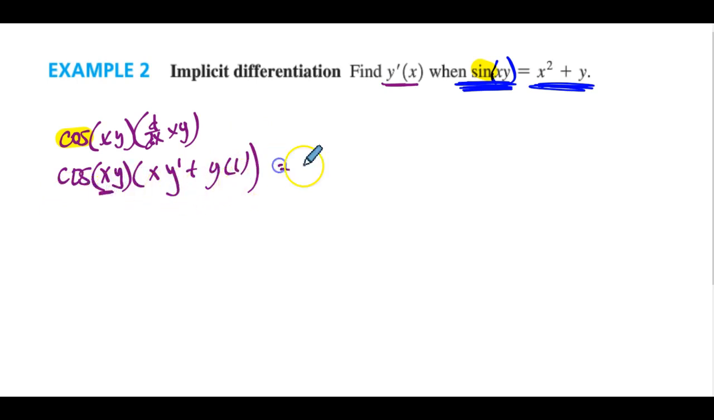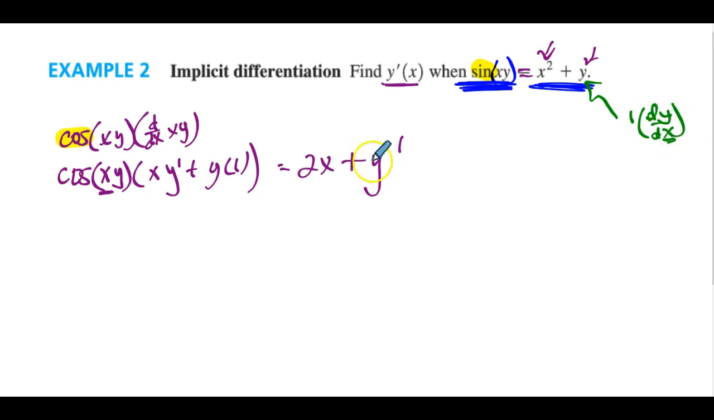So the end equals, oh, now I need to take the derivative of this side, 2x plus, and what's the derivative of y? You guessed it, y prime. The derivative of y is the derivative of y. So be careful. I have students sometimes tell me the derivative of y is 1. Well, you're right, it is a 1, but then it's 1 dy dx because you're taking the derivative of y with respect to x. But instead of writing dy dx, we'll just write y prime.